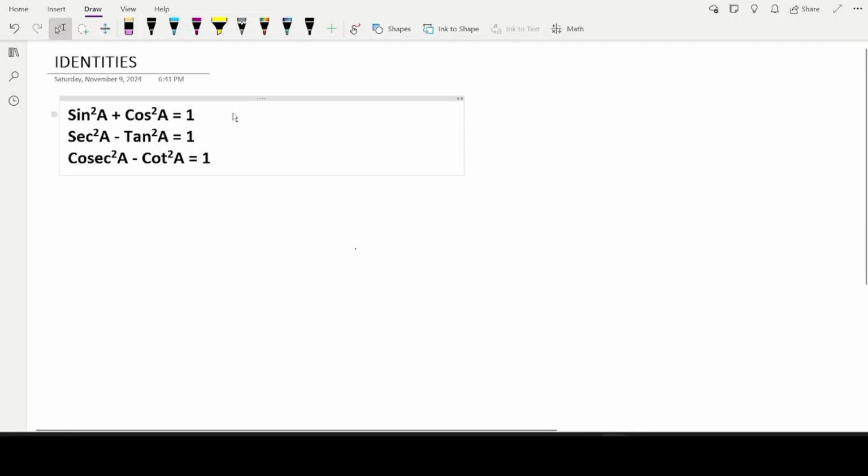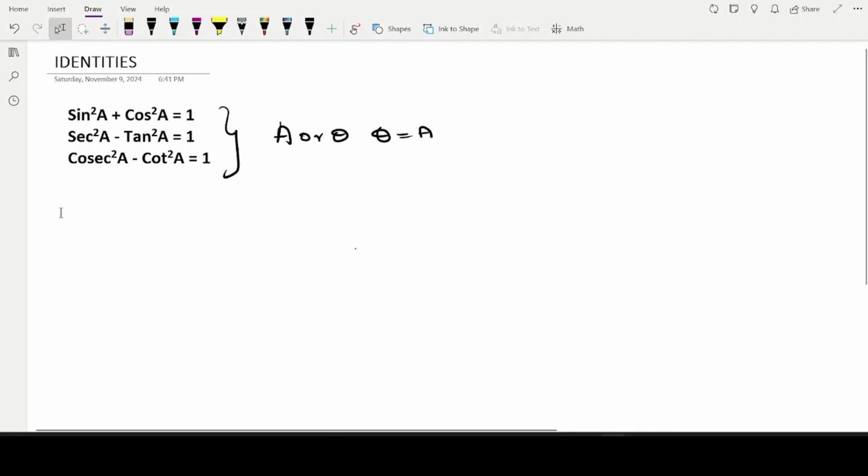Now let us discuss the next topic, which is identities, which you need to know to solve the last exercise of the trigonometry. So here are the three identities: sin²A + cos²A = 1, sec²A − tan²A = 1, and cosec²A − cot²A = 1. You can use A or theta.